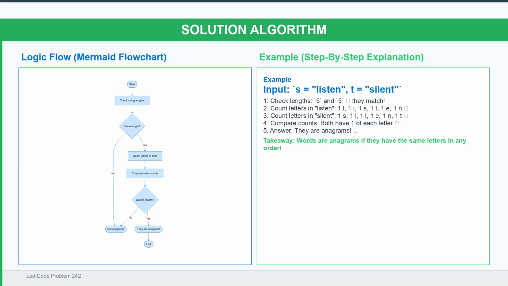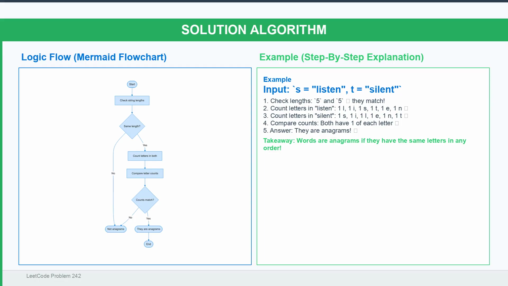To solve LeetCode problem 242, titled Valid Anagram, we need to determine if two strings, S and T, are anagrams of each other. An anagram is simply a rearrangement of the letters in a word. First, we check the lengths of the strings. If they differ, we can immediately conclude they aren't anagrams. Next, we initialize a frequency counter, typically a dictionary, to count how many times each character appears in the first string S. As we go through S, we update this count.